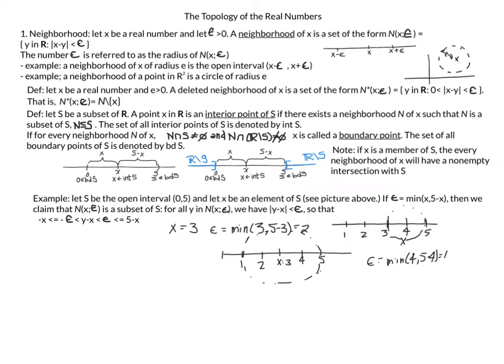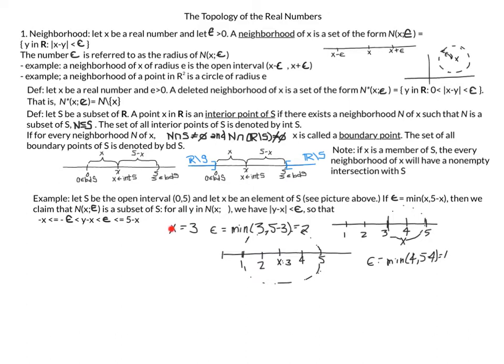And a quick example of how this epsilon would work. If we're considering the point X equals 3, epsilon is the min between 3 and 5 minus 3, which is 2. So that means around X, we could look at a radius of 2. So it goes from X minus 2, which is 1, to X plus 2, which is 5, not including the endpoints. So this neighborhood is totally contained in the set S, and therefore X equals 3 would be an interior point.